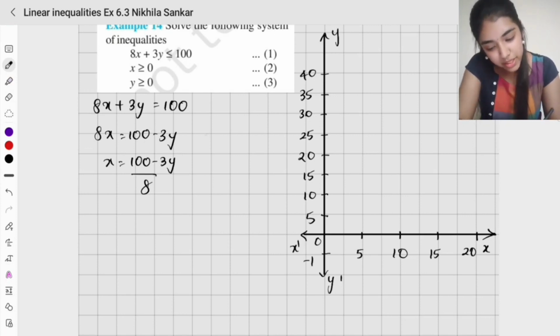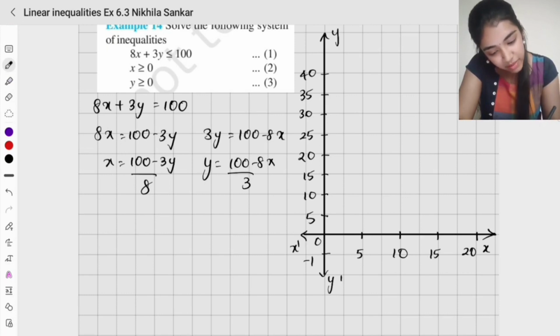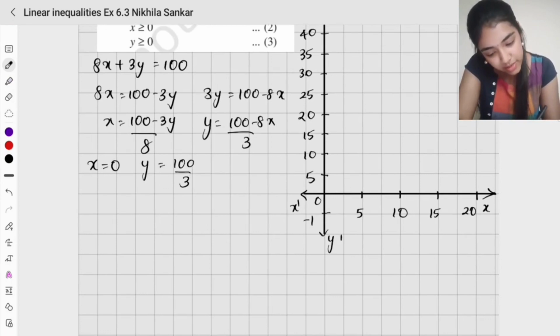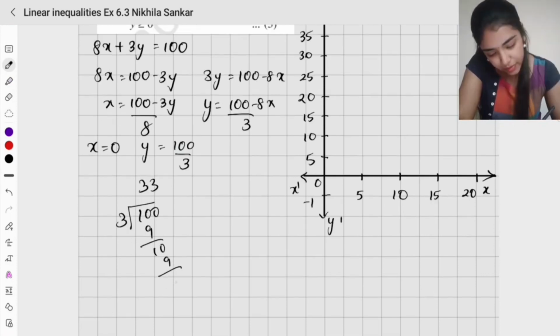Similarly, how will I write y? 3y equals 100 minus 8x, so y equals (100 minus 8x) divided by 3. Now, what happens if we put the value of x as 0? When x is equal to 0, y equals 100 divided by 3. 3 3s are 9, 10, 3 3s are 9, 1, 0. So it is going to be 33.33.